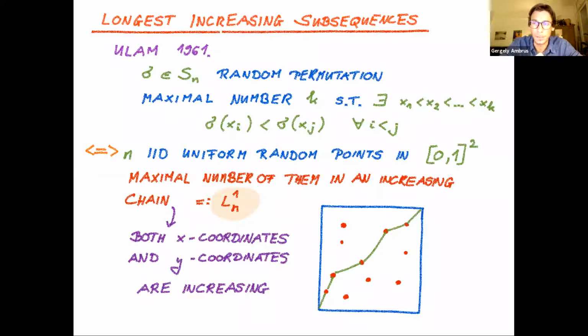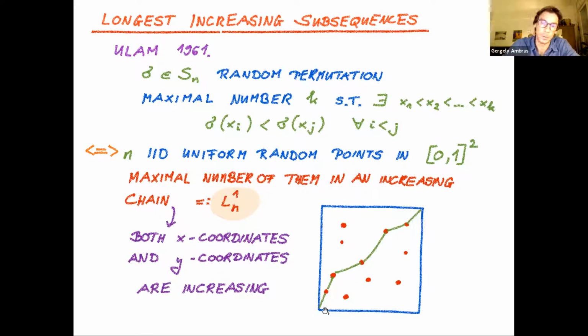Now if we think of this question geometrically, it is equivalent to the following problem. Let this blue square be the unit square, the 0,1 square, and pick n uniform random points independently in this square. Now we ask: what is the maximal number of points for which both the x coordinates and the y coordinates form an increasing sequence? If we order the points with respect to their x coordinates, with probability 1 there will be no 2 points with the same x coordinate. Then having increasing y coordinates geometrically means that the path we obtain by connecting these consecutive points is going upwards. It is never going down. It is a monotone path.